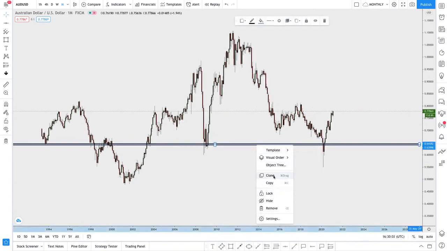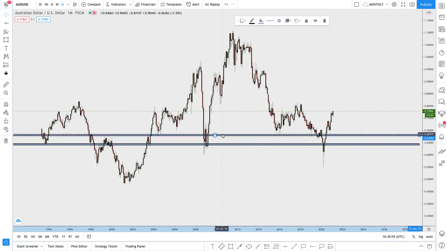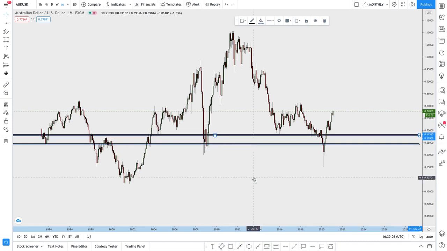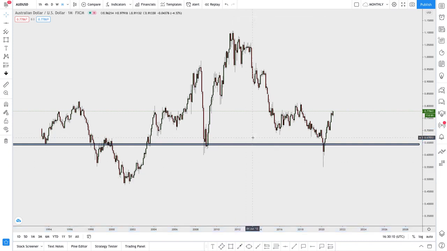I'm just going to clone. So what I do here is I clone. I don't draw another one. I just right click and then I clone. So what I like to do is just delete everything.